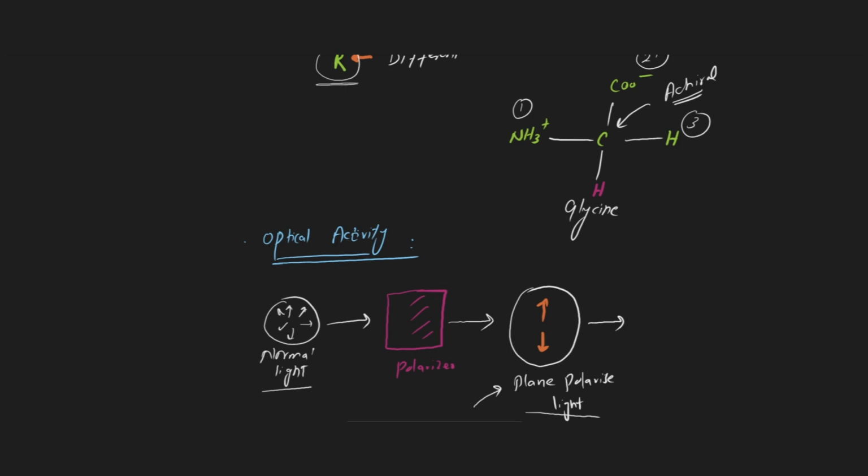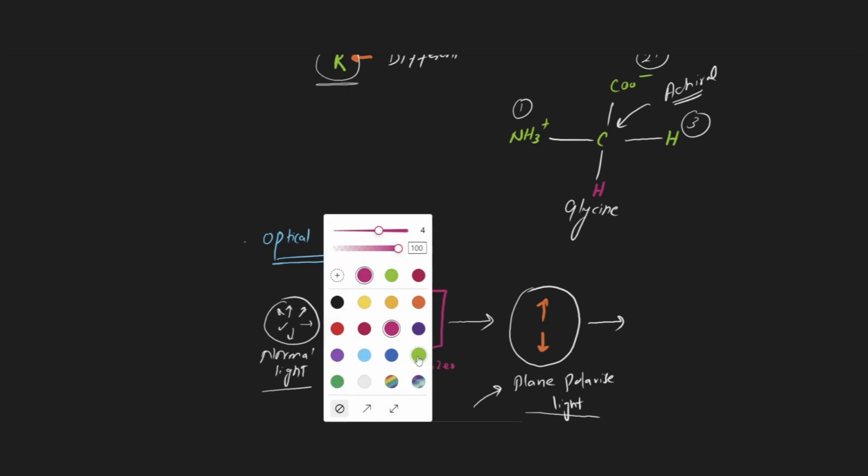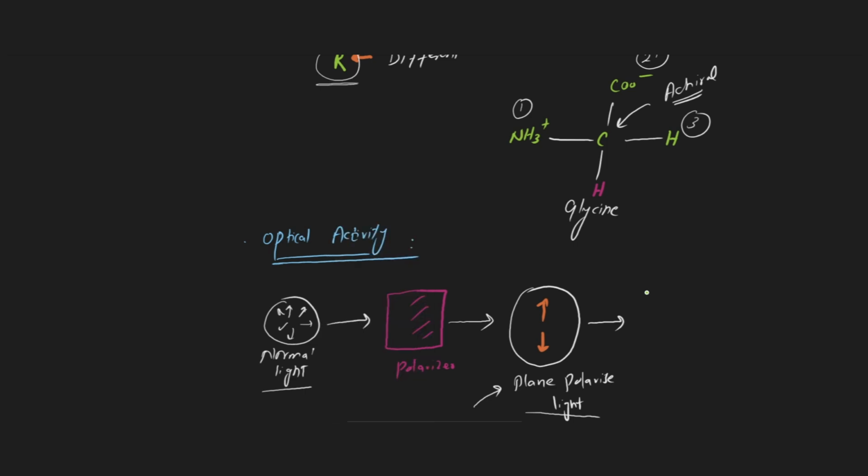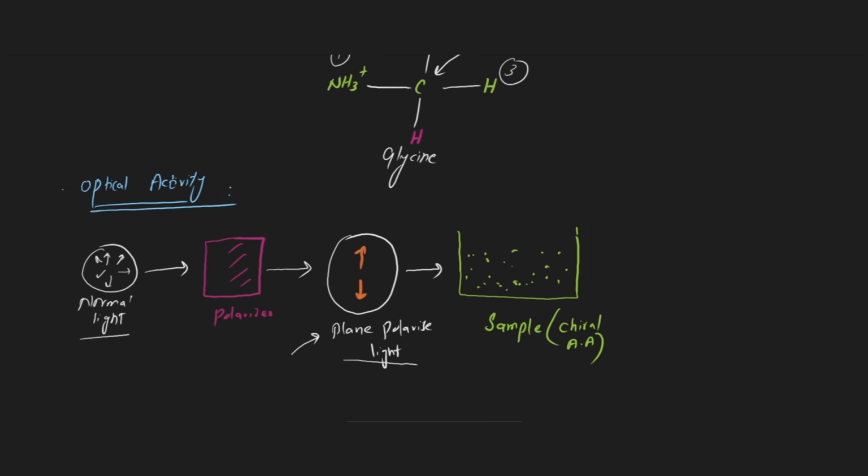But our basic concept starts from here, that when you pass this plane polarized light through any sample that is containing the chiral amino acids. And again, you know that chiral amino acids are those which exhibit a chiral center in them. Out of 20, 19 amino acids are chiral ones. So here we have a sample that consists of basically all chiral amino acids.